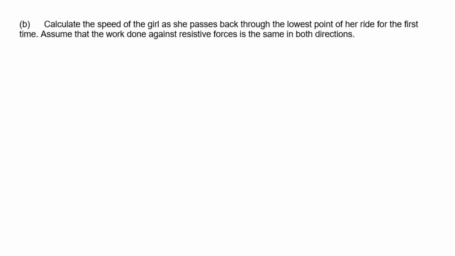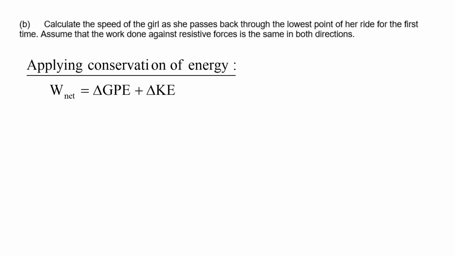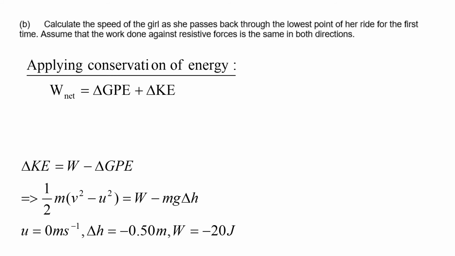Once we're at the maximum point, obviously you would come back, and we want to work out the speed at which you pass through the equilibrium position, or the lowest point, but we've still got the same resistive force. So again, we're going to be using conservation of energy, but this time we're going to have changes in GPE and kinetic energy. What we need to do next is rearrange that, because we want the speed, so we want the change in kinetic energy.